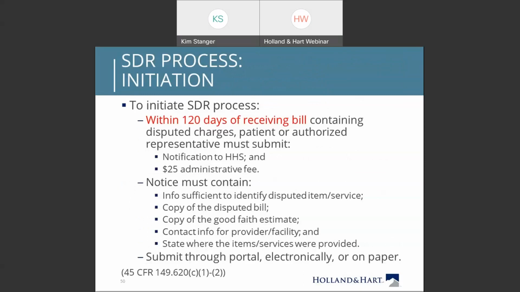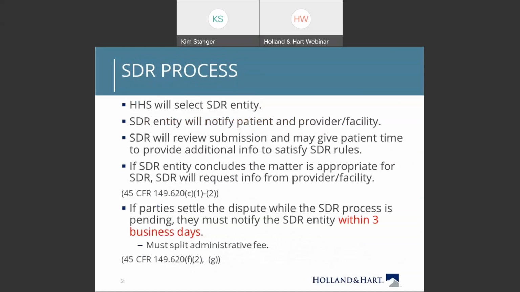To initiate that SDR process, the patient, within 120 days of receiving the bill containing the disputed charges, or their authorized representative, initiates the SDR process by notifying HHS and paying the $25 administrative fee. That notice has to contain certain information. They submit that notice to the government through the government's portal that they're going to set up, or electronically or on paper. Once that goes in, HHS will select the SDR entity.